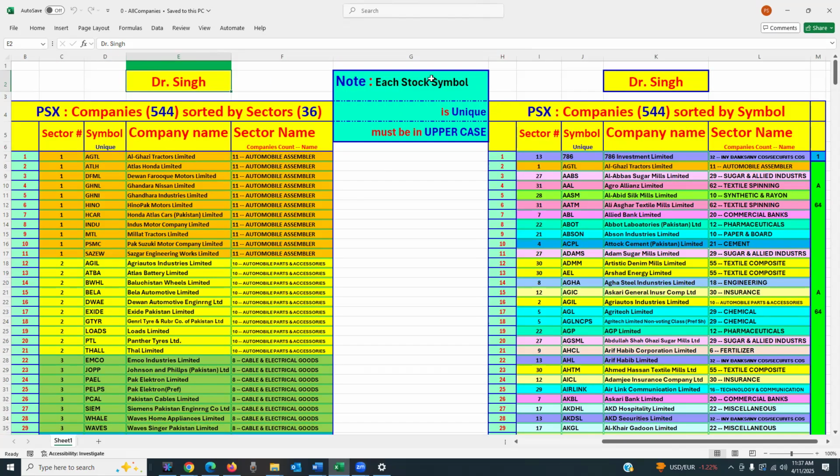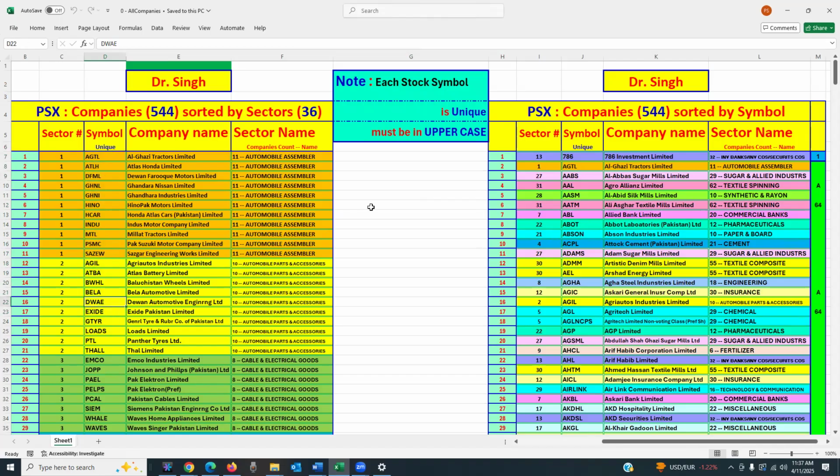But first of all, remember this part over here, and I'm going to read: note each stock symbol is unique. That's the rule of the stock exchange. And the second one is that each company's symbol, or the stock symbol, as it says over here, is in uppercase. You have to use capital letters. As you can see over here, they're all in capital letters.